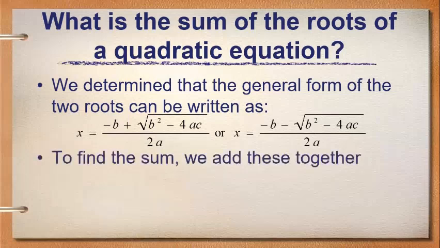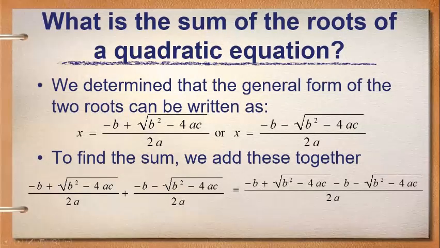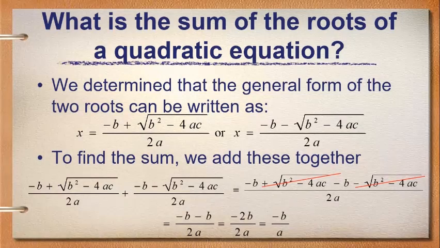Then add the two. To find the sum, we add this together. So adding the two, we'll have this result: -b plus square root of b squared minus 4ac, minus b minus square root of b squared minus 4ac, divided by 2a. Then from there, since these two are opposite, we can cancel them out and we will get -b minus b over 2a. -b minus b is -2b divided by 2a. And then -2 divided by 2 is, of course, -1. That is -b over a. That is how we solve for the sum of the roots.